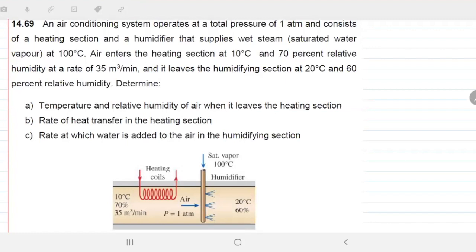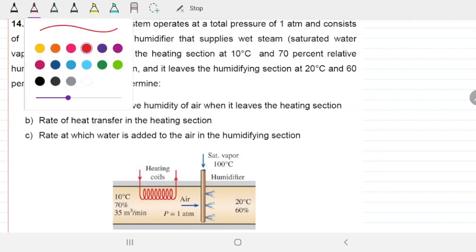at 100 Celsius. Air enters the heating section at 10 Celsius and 70% relative humidity at a rate of 35 cubic meters per minute. And it leaves the humidifying section at 20 Celsius and 60% relative humidity. We are to determine the temperature and the relative humidity when it leaves the heating section, the rate of heat transfer in the heating section, and the rate at which water is added to the air in the humidifying section. So what are we talking about here?